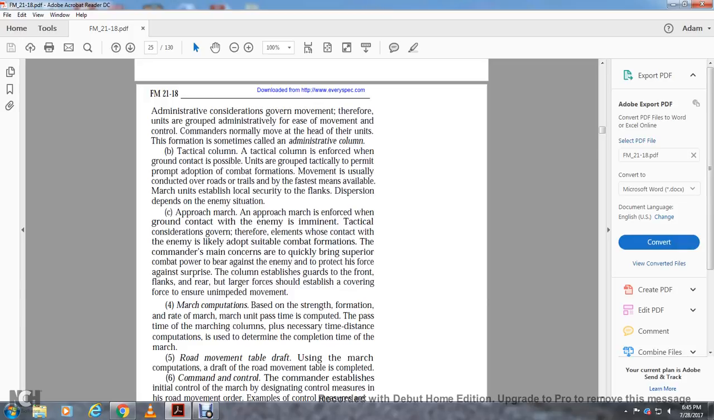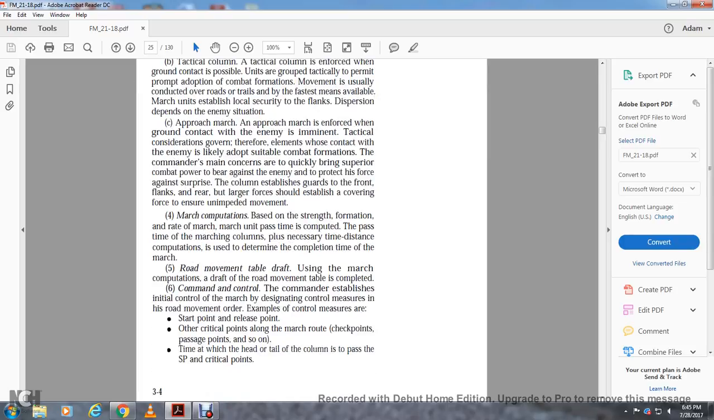The commander's main concern is to bring superior combat power to bear against the enemy and to protect his forces against the rear of the column. Establish the guard for the front, flanks, and rear of the large forces. Should establish covering forces to ensure unimpeded movement.